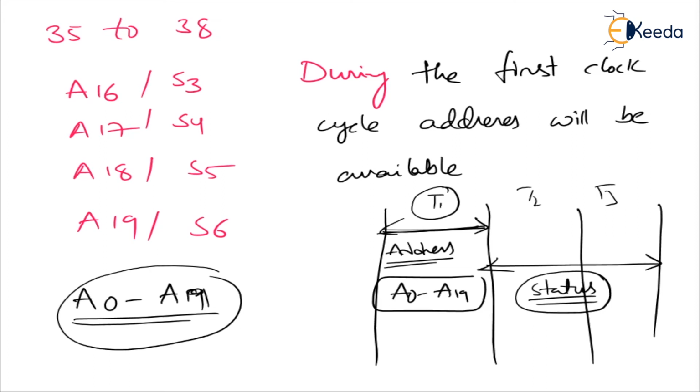So after the next clock cycle, the data and status will be activated. Please try to remember. What I am telling is, in the first clock cycle, what will be activated? In the first clock cycle, the address will be activated. In the next clock cycle, status and data is activated. Status and data will be activated, right?